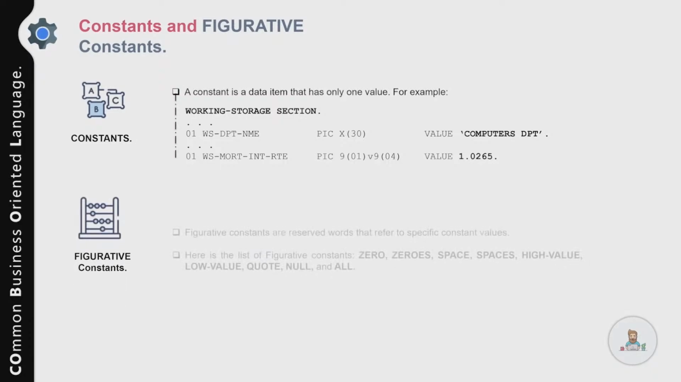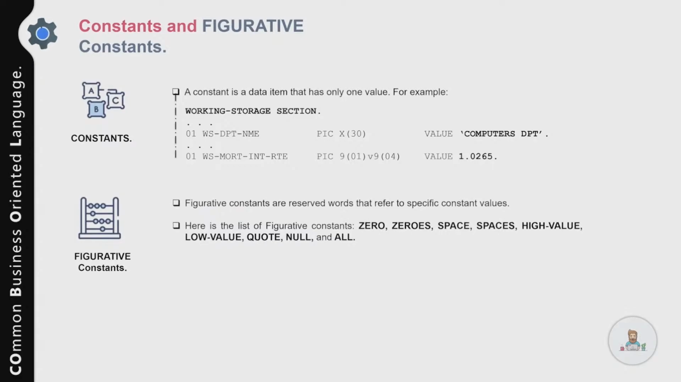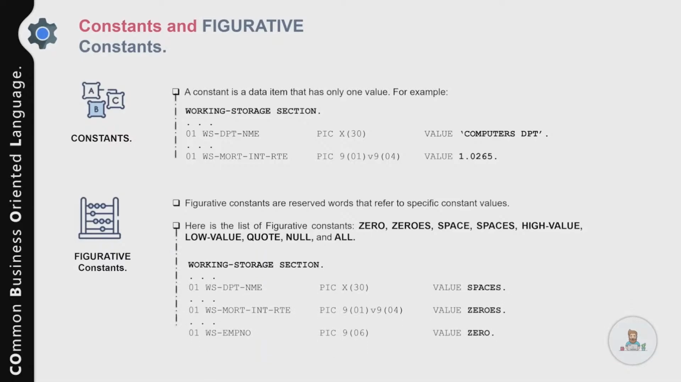Now let's move on to our next category, that is figurative constant. By definition, figurative constants are the reserved words that name and refer to specific constant values. So here's a list of figurative constants that you can use in your COBOL program while writing your business logic. First one is zero, then you have zeros, which is a different variant of zero. Thereafter you have space, spaces, high-value, low-value, quotes, null, and all. There are a couple more variants of these existing figurative constants.